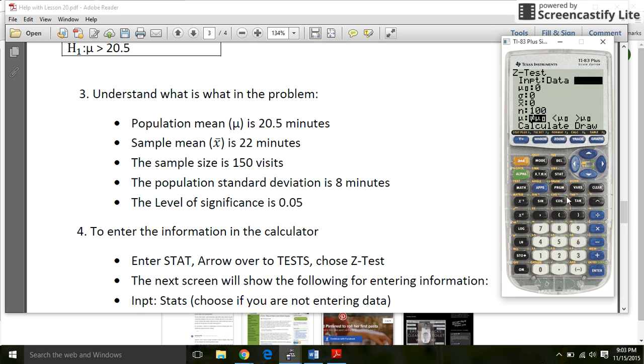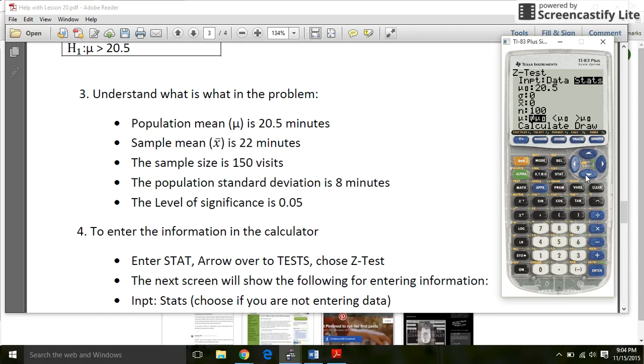I'm going to go on and I go to stats and I go over to tests. This is a z-test because of the population standard deviation being known. I hit enter. I know I have to go to stats because I'm not entering data. So I'm going down to the population mean, which I found out was 20.5.